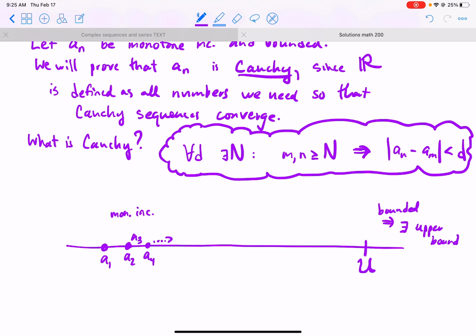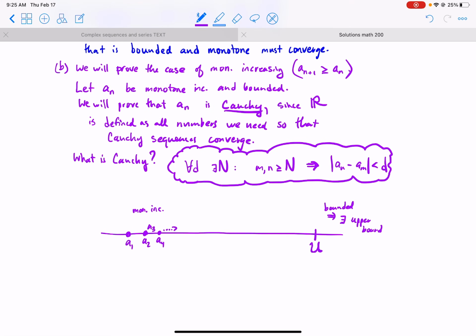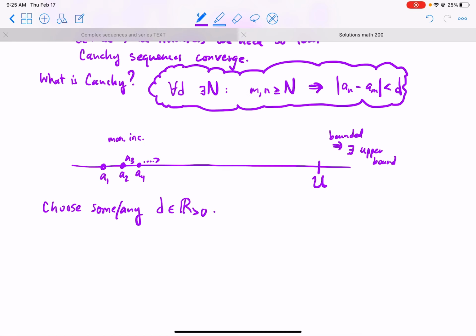Okay. Now, we need to prove Cauchy. So we need to prove for all d there exists an N. That means we need to choose any d and then we have to produce the capital N. So choose any d in the positive real numbers. March backwards, march left from U, by d.